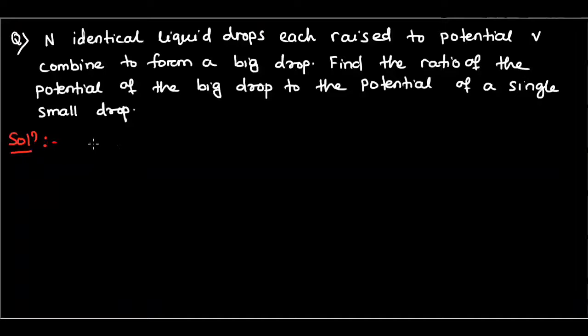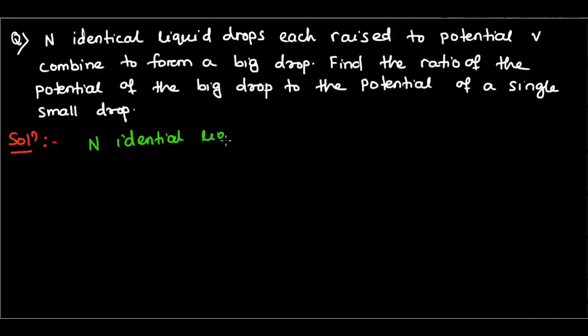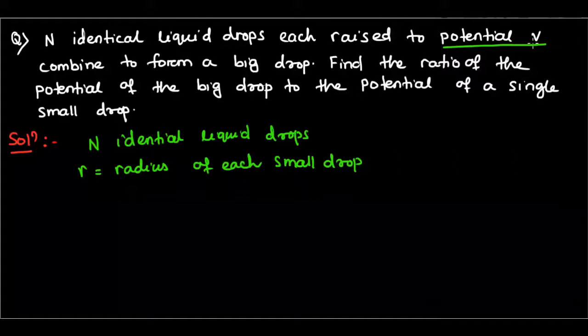So it is given that we have n number of identical liquid drops. Identical liquid drops means the radius of each drop is same. Assume that small r is the radius of each small drop. And it is given that each liquid drop is raised to a potential V.